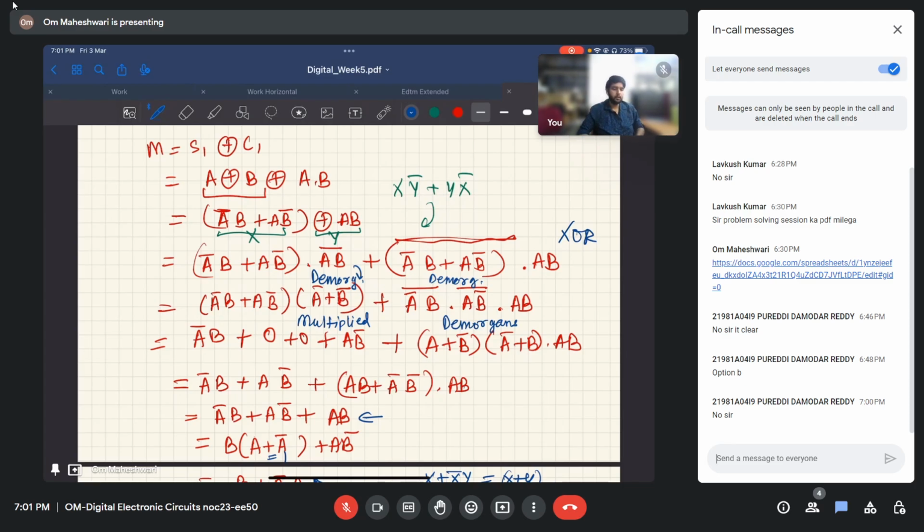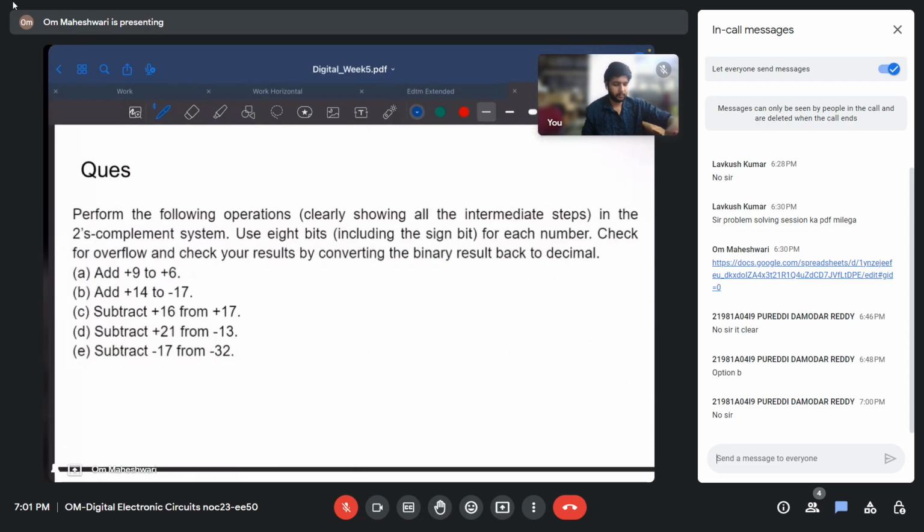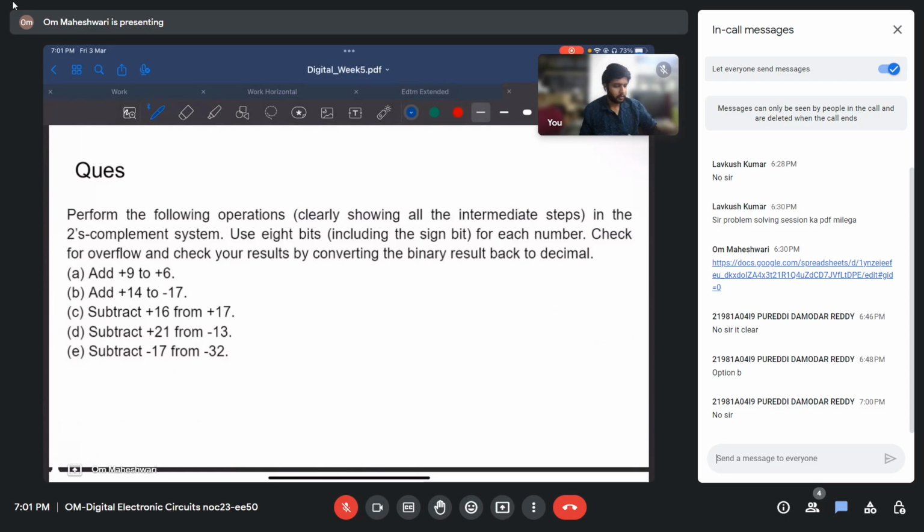Okay. So I just have a few more questions. So, okay. So this is a simple binary addition subtraction question. So let me see, 1 second.